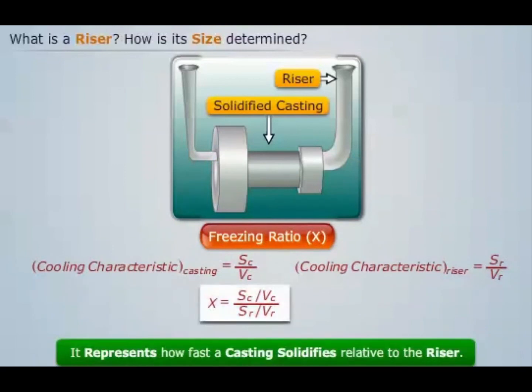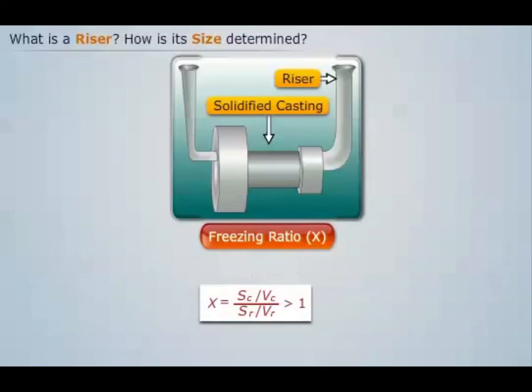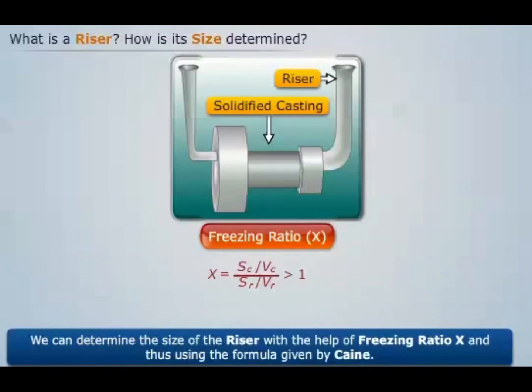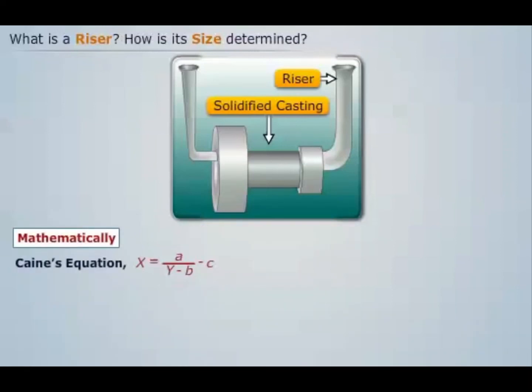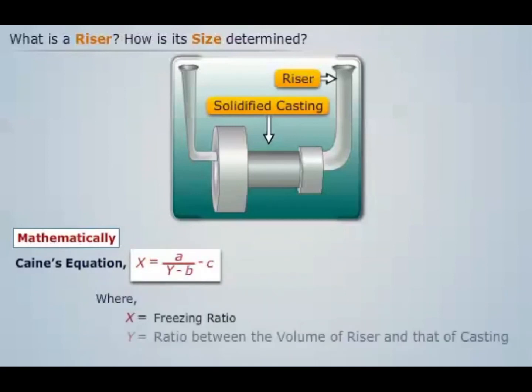It represents how fast a casting solidifies relative to the riser. Note that for optimum casting, the freezing ratio should be greater than unity. We can determine the size of the riser with the help of the freezing ratio X, using the formula given by scientist Kane. Mathematically, Kane's equation is expressed as follows, where X is the freezing ratio, Y is the ratio between the volume of the riser and that of the casting, and A, B, C are the constants for the casting material.